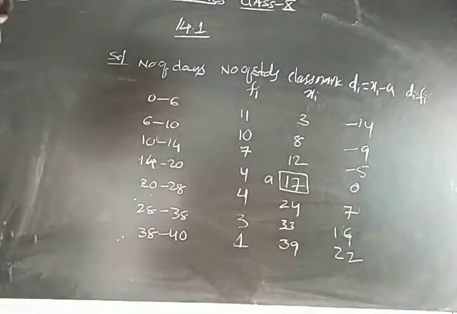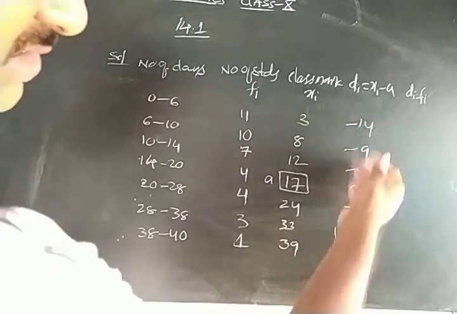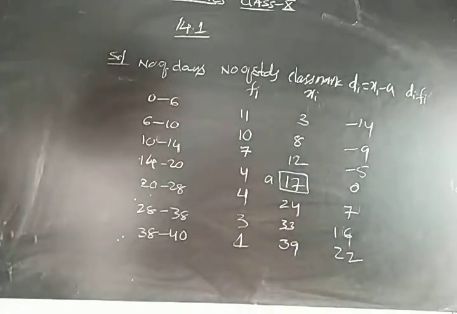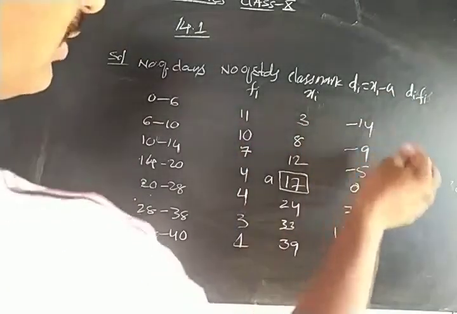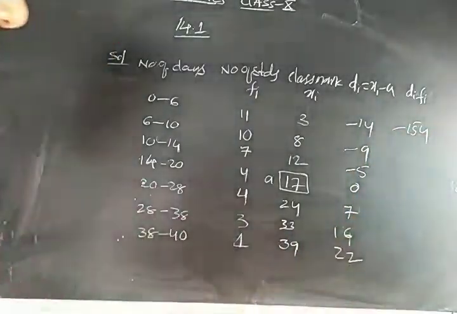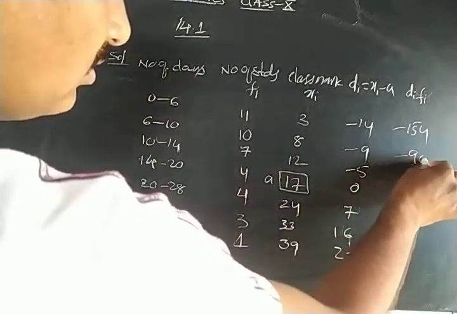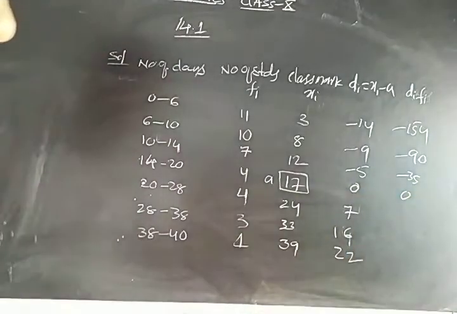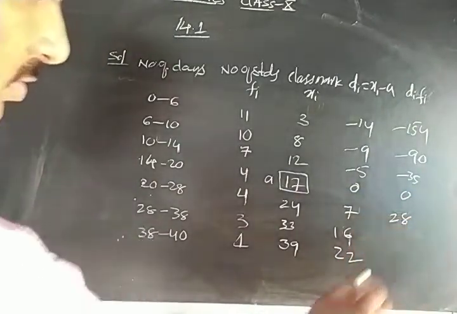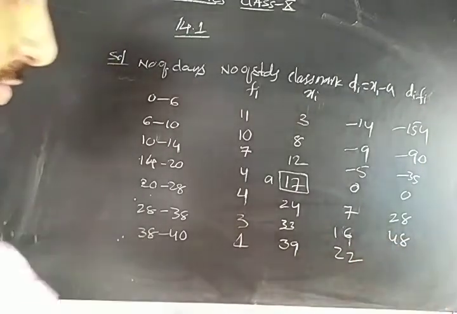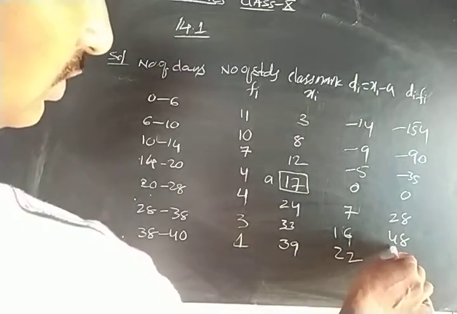There are no common multiples. These are not common multiples. That's why I am using the assumed mean method. Because these values are not multiples of any number, that's why I am choosing the deviation method. Now fi into di: 11 into minus 14 will be minus 154, 10 into minus 9 is minus 90, 7 into minus 5 is minus 35, 0 here, 4 into 7 is 28, 3 into 16 is 48, 1 into 22 is 22.